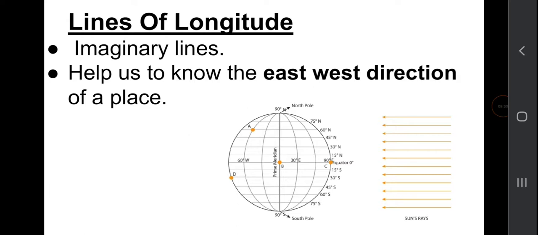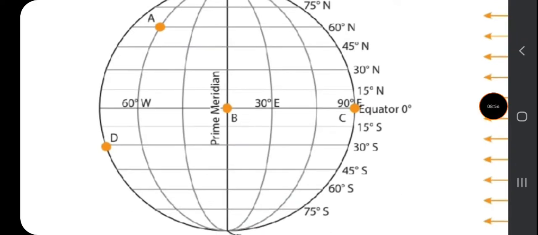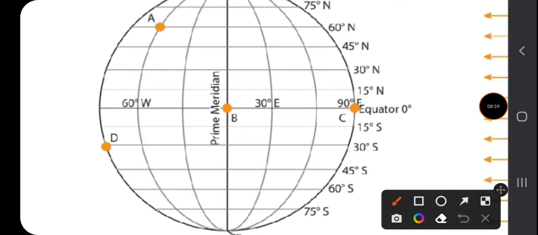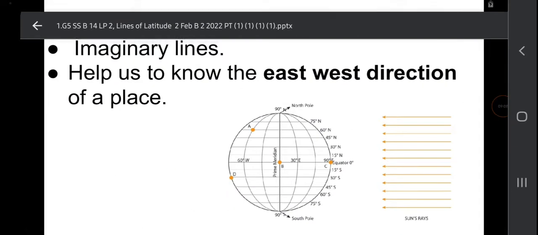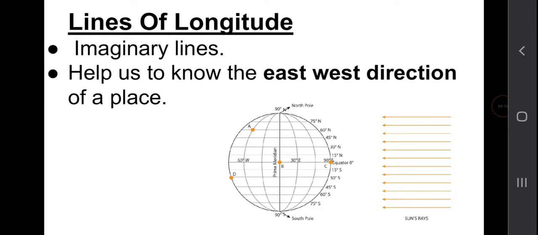So these are called lines of longitude. These are imaginary lines. Okay? Don't be confused. You can't find them on the earth. These are imaginary lines. These lines help us to know the east-west direction of a place. We can easily locate a place with the help of these lines of longitude. As here you can see, we can say that this place is located at 30 degree east. So these lines help us to know the east-west direction of a place.